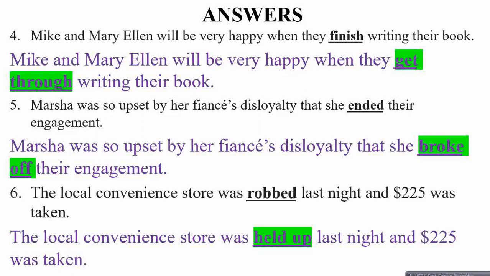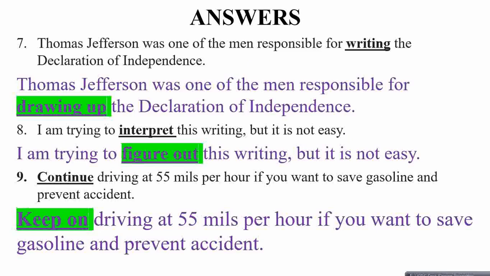Question 6. The local convenience store was robbed last night and $225 was taken. The answer is, the local convenience store was held up last night and $225 was taken. Here comes question 7. Thomas Jefferson was one of the men responsible for writing the Declaration of Independence. The answer is, Thomas Jefferson was one of the men responsible for drawing up the Declaration of Independence. Then comes question 8. I am trying to interpret this writing, but it's not easy. The answer is, I am trying to figure out this writing, but it's not easy.